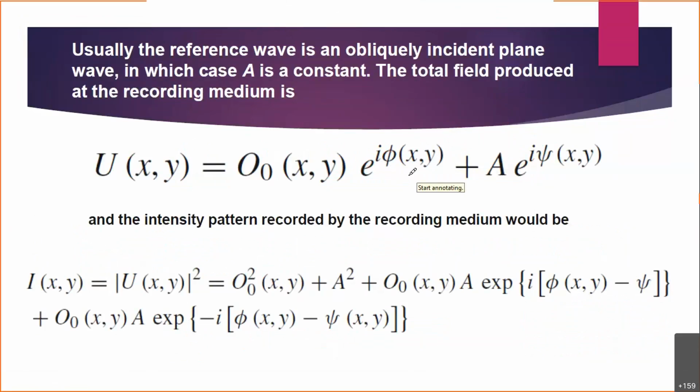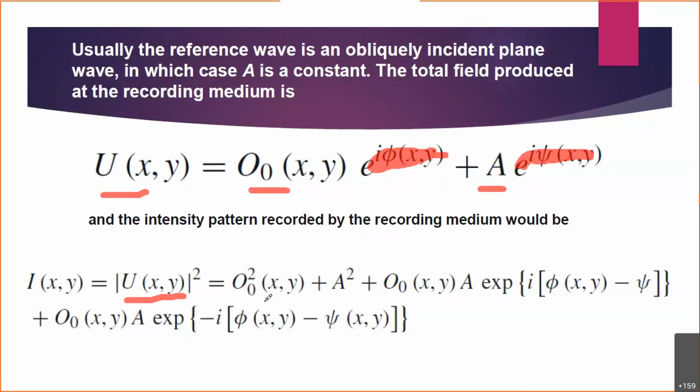Suppose in the earlier case, in the object wave and reference wave, I didn't consider this phase component. Then in the resultant you will not have this. That will be the sum of O naught plus A, that means amplitude only.